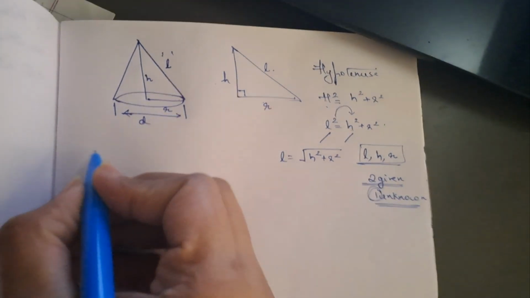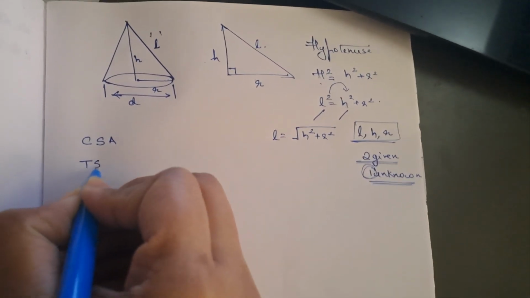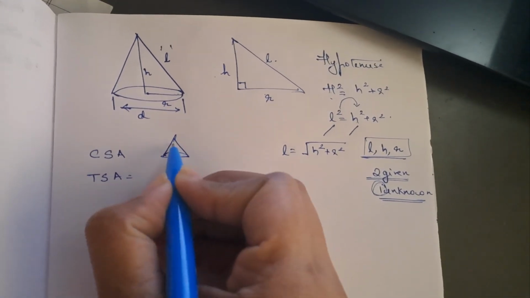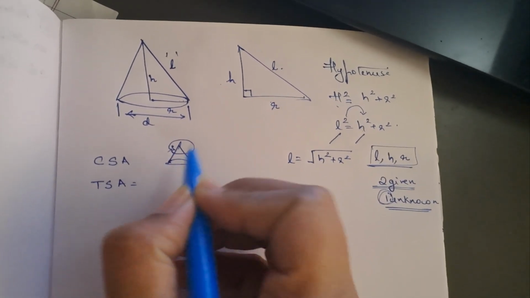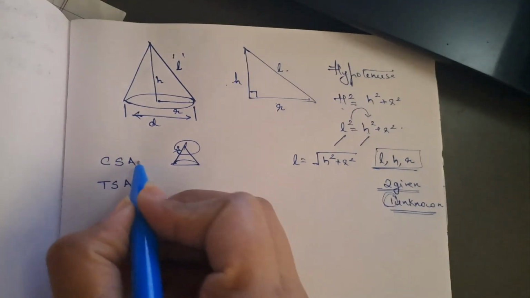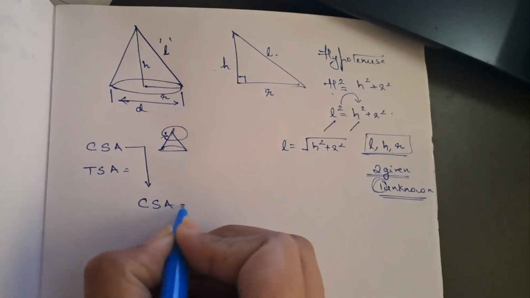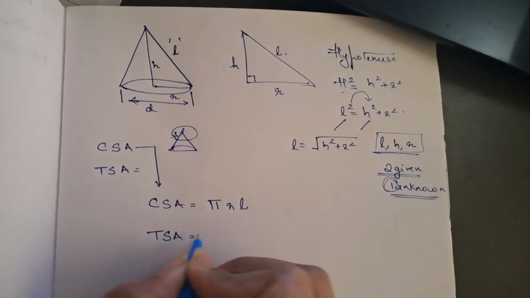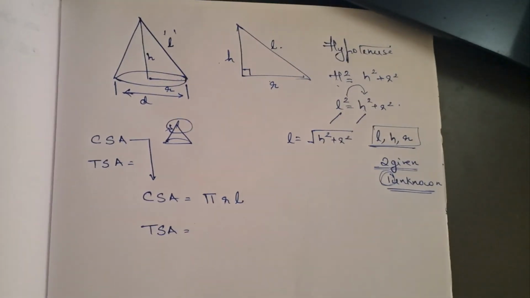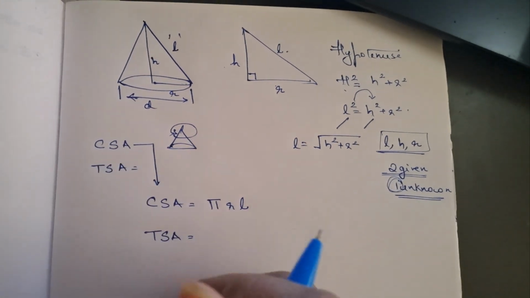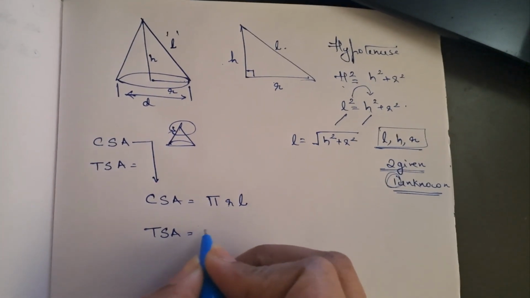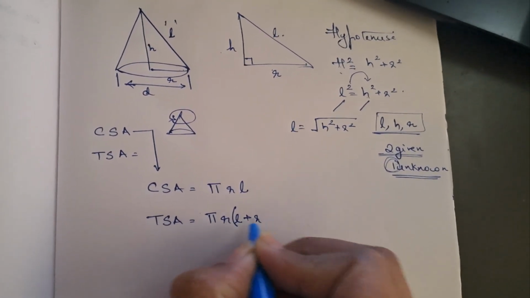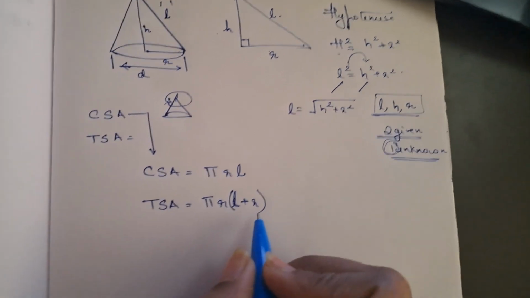your values of the formulas, the CSA formula and the TSA formula. The CSA is the curved surface area. Only the round part of the cone, the cone shape, will be considered here. So the CSA formula is CSA is equal to pi RL. And the total surface area is the cone shape as well as the bottom base circle. So it is going to be pi r into L plus r will be the formula for it. Pi r into L plus r.